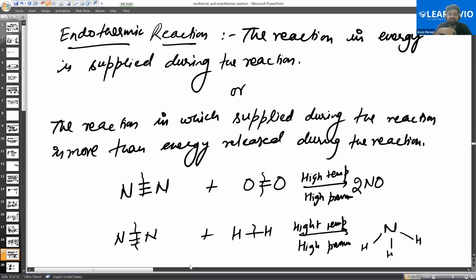Endothermic reaction: the reaction in which energy is supplied during the reaction. The reaction in which the energy supplied is more than the energy released. You are supplying more energy but getting less.